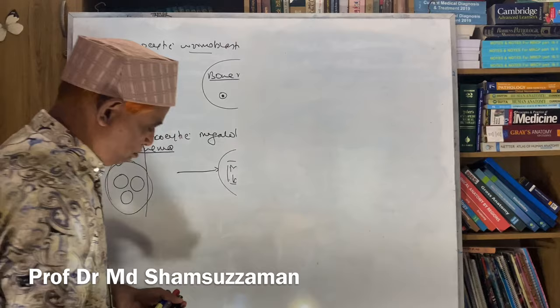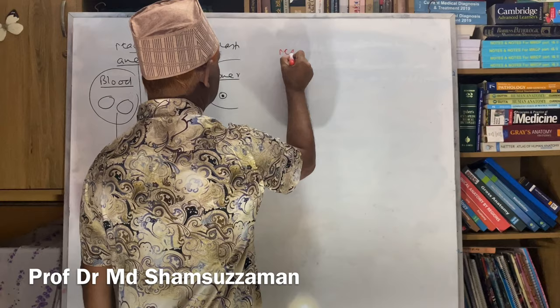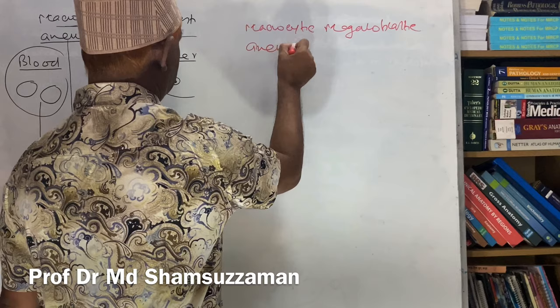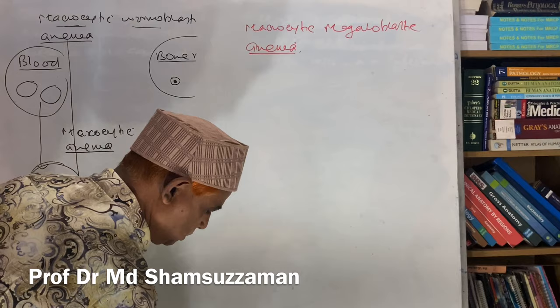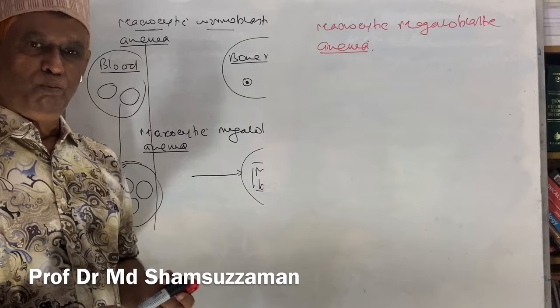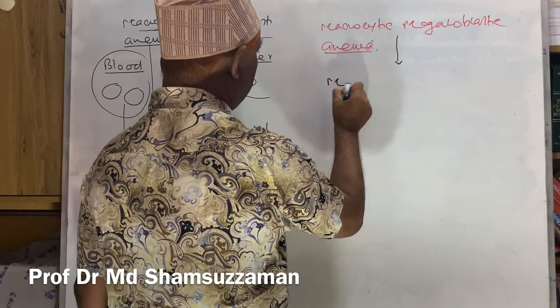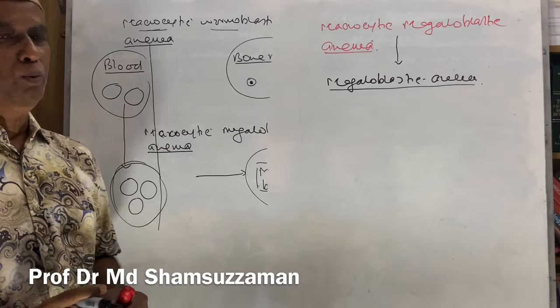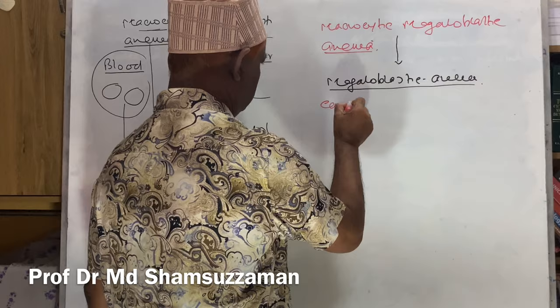Now come to macrocytic megaloblastic anemia. It means there are macrocytes in the peripheral blood, but megaloblasts in the bone marrow. Briefly, this anemia is simply known as megaloblastic anemia. So now come to megaloblastic anemia. What are the causes of megaloblastic anemia? Now we are talking about the causes of megaloblastic anemia only.